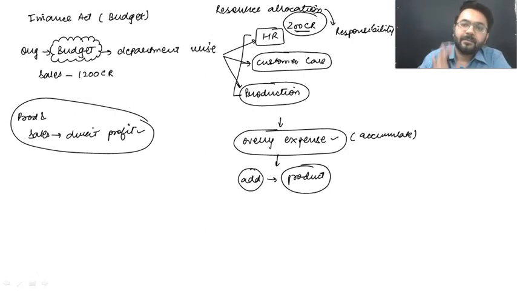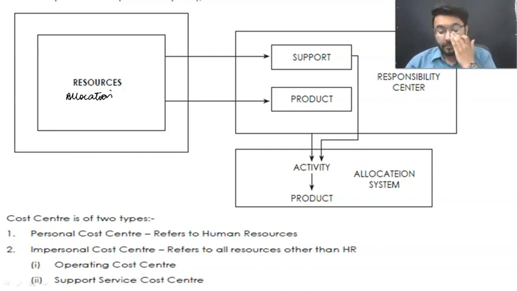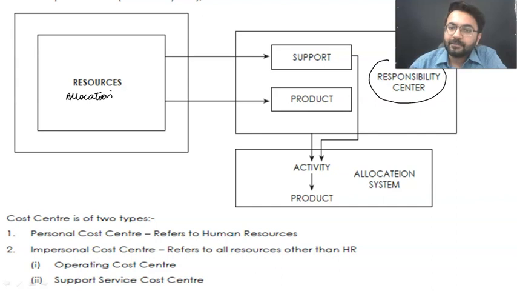Understood? For every department in your organization, you are going to accumulate all the costs and add them to your product. So this is particularly what is given. Over here, it is all about resource allocation. You are going to allocate the resources, and after that it will be given to the concerned responsibility center, whether that provides support or gives you any kind of product itself. So there lies a particular responsibility center. And after that, you will be doing a particular activity, whatever activities you have done so far. So this is the allocation system. You are going to add each and everything to the product itself.